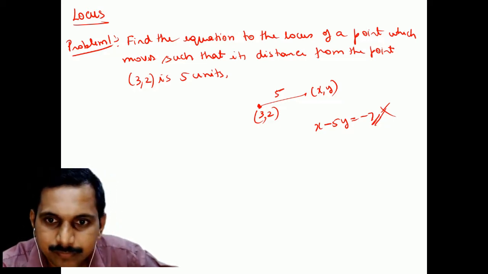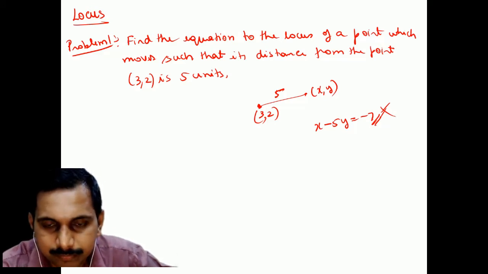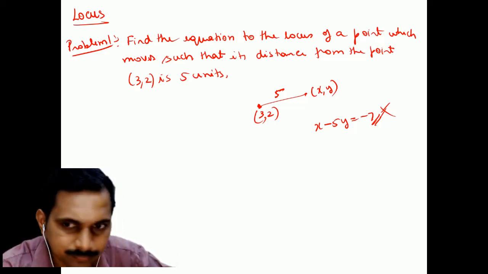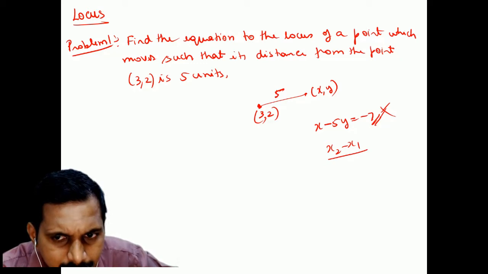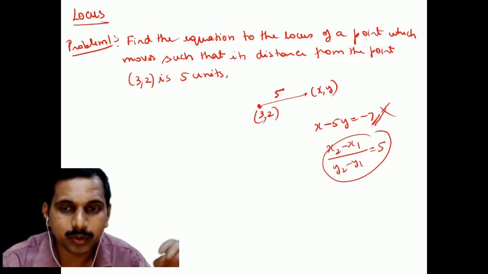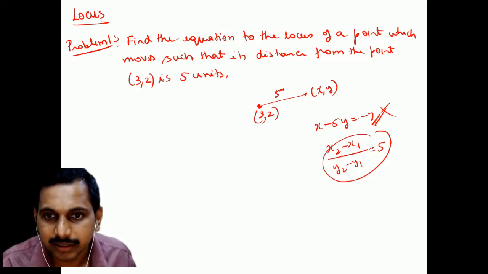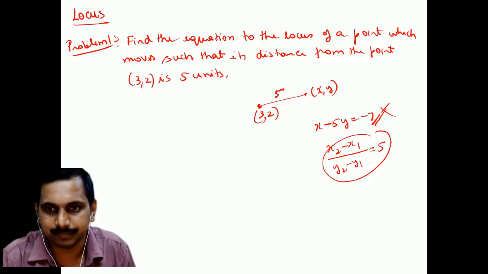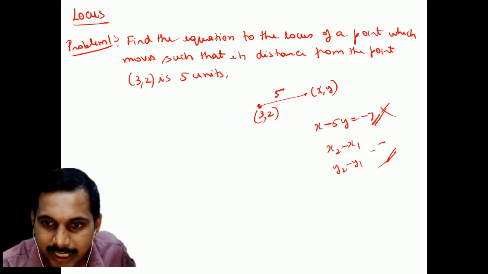Taking (x, y) as (x2, y2) and (3, 2) as (x1, y1), so (x2 minus x1) divided by (y2 minus y1) is equal to 5. Where did you get this from? Not sure. See, this is what happens. We are not understanding, we are putting some equations just like that. That is the trouble we face every time. This is a slope formula. Don't do that.